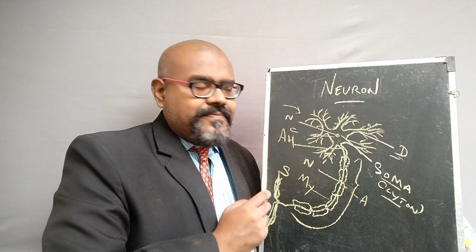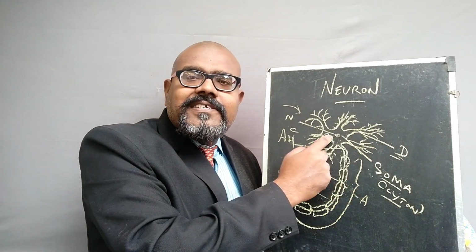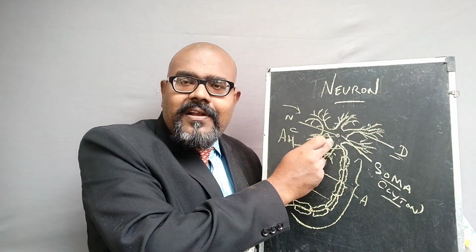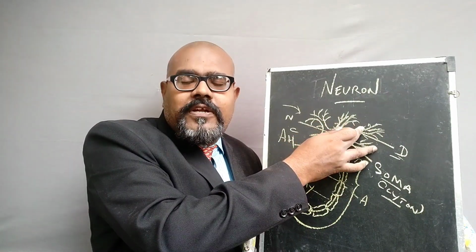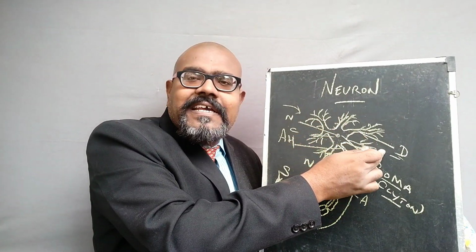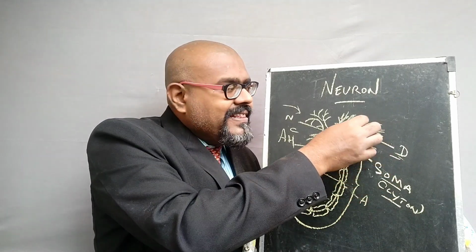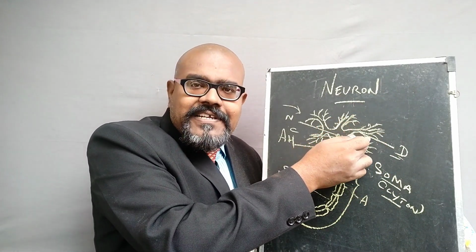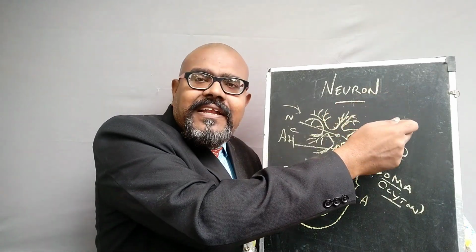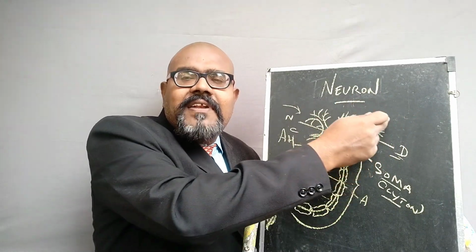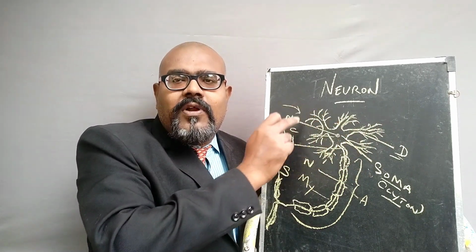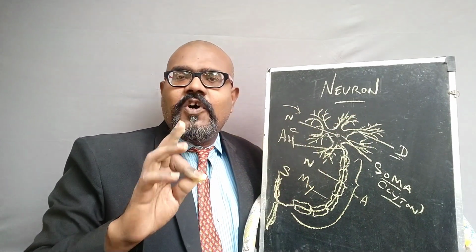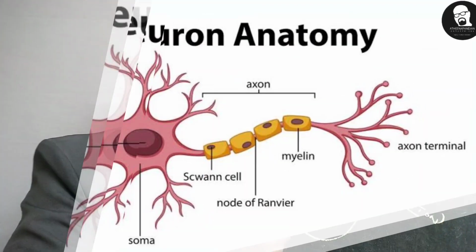The dendrites are the next part of the neuron. The small projections going outward from the soma or cyton are nothing but the dendrites. The dendrites have so many branches. The main job of the dendrites is to connect to the other neurons. They receive information from the other neuron and pass it to the cyton. So this is the job of the dendrites.